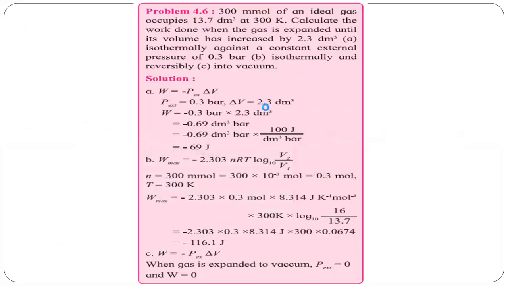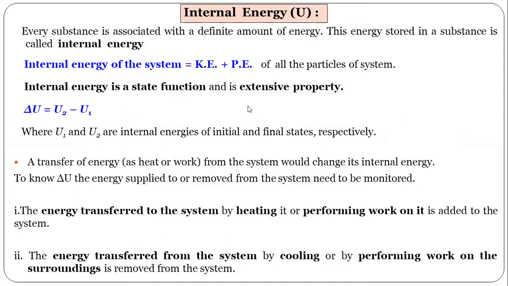Then internal energy, this part is also completed. Once again, I will explain what is meant by a system's internal energy. Every substance is associated with a definite amount of energy. This amount of energy is stored in the substance. It is called internal energy. Each substance has its own internal energy, but it always changes.